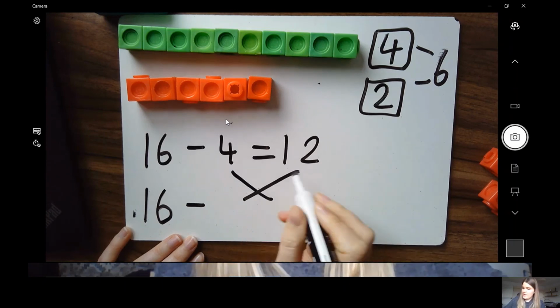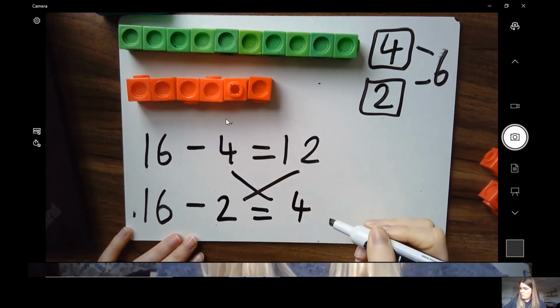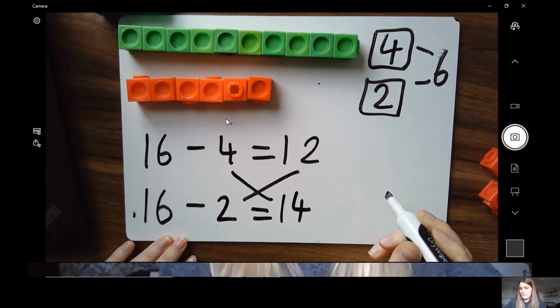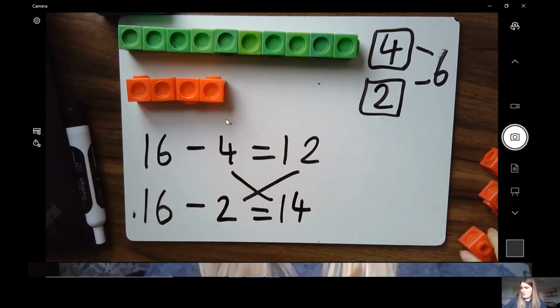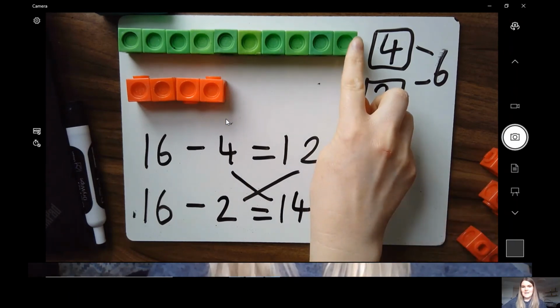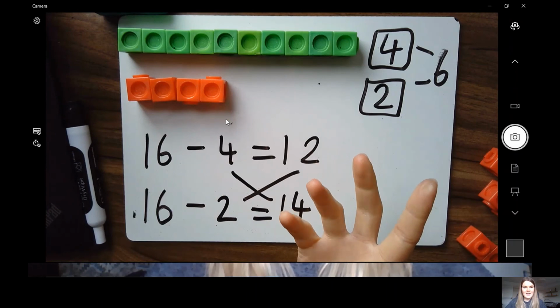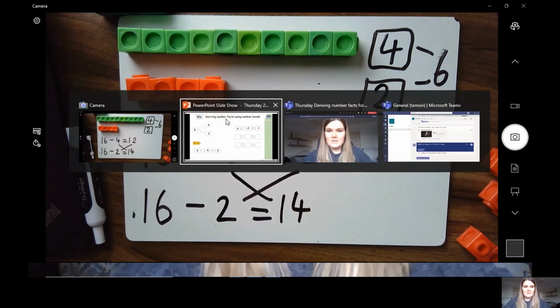Okay, let's see if I get that. I move my 2. I move my 4. Don't forget to move the 10. Very good. So it should be 14. Let's see. Let's remove the 2. Let's count. 10, 11, 12, 13, 14. Amazing. You solved the magic trick and you found the sums.